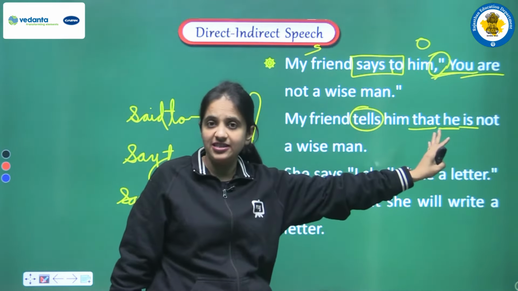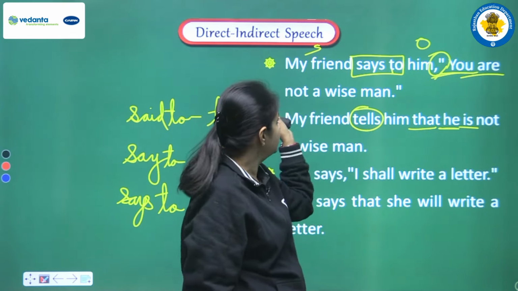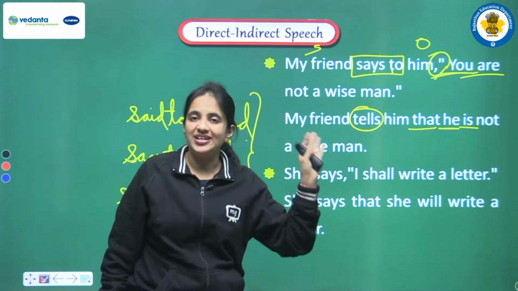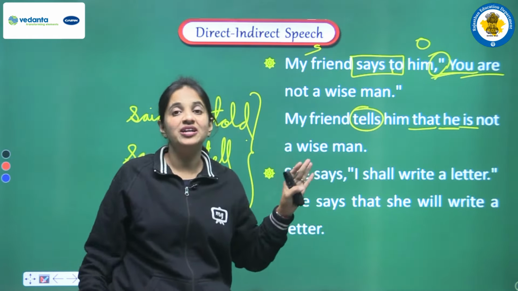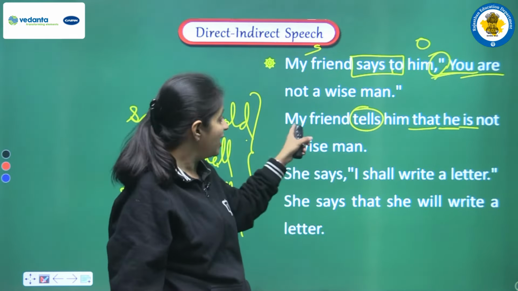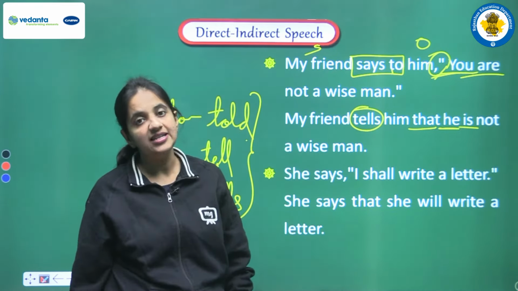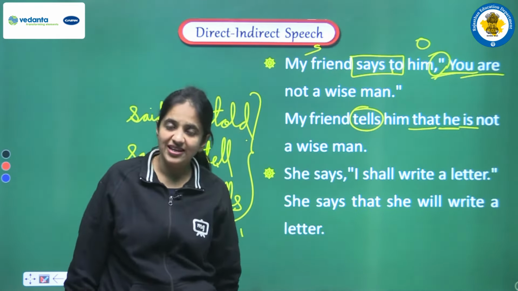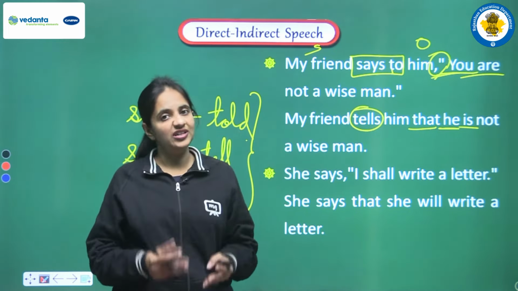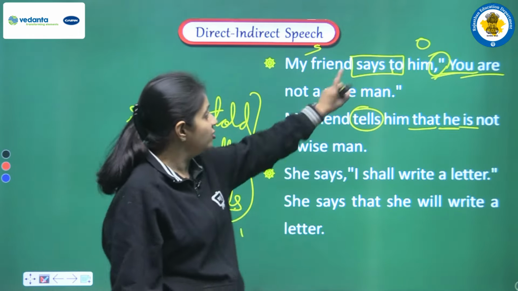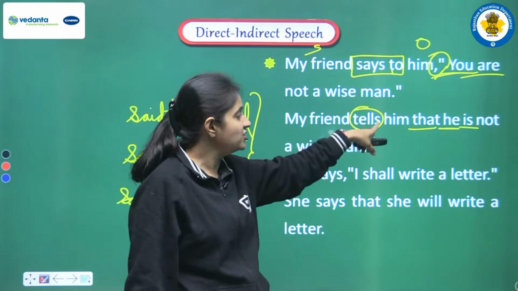So tense is same. Okay, and next the same line, not a wise man. So the complete answer of the indirect speech will be, my friend tells him that he is not a wise man. So yes, negative sentences and positive sentences, both types of sentence are included in this category of assertive sentence. So here first of all we are converting says to tells.